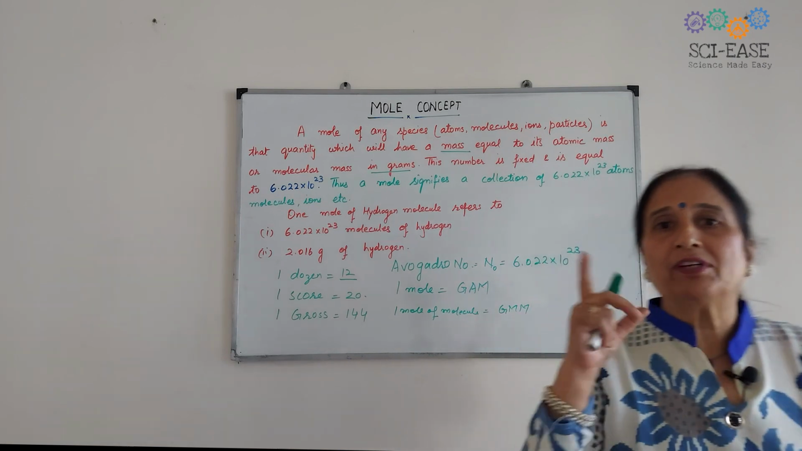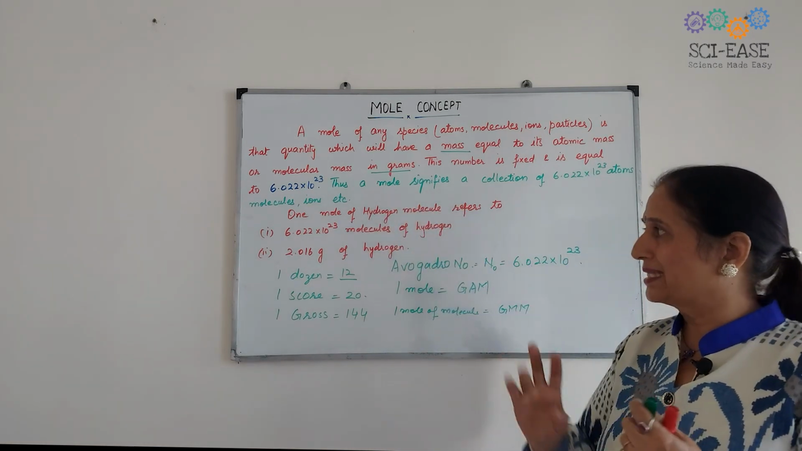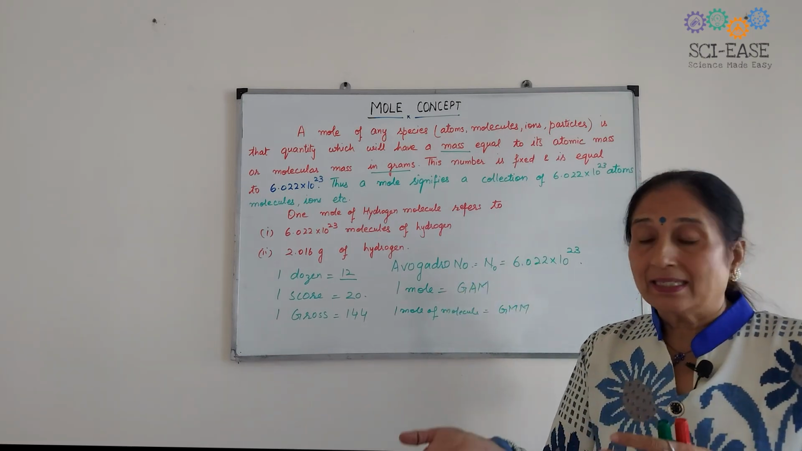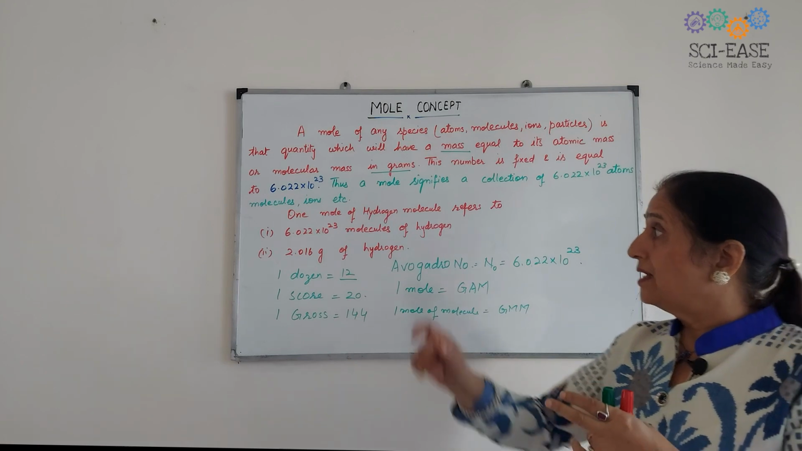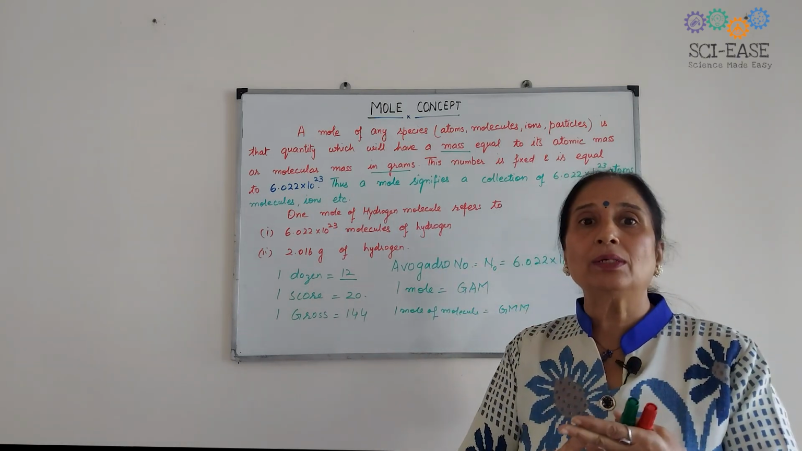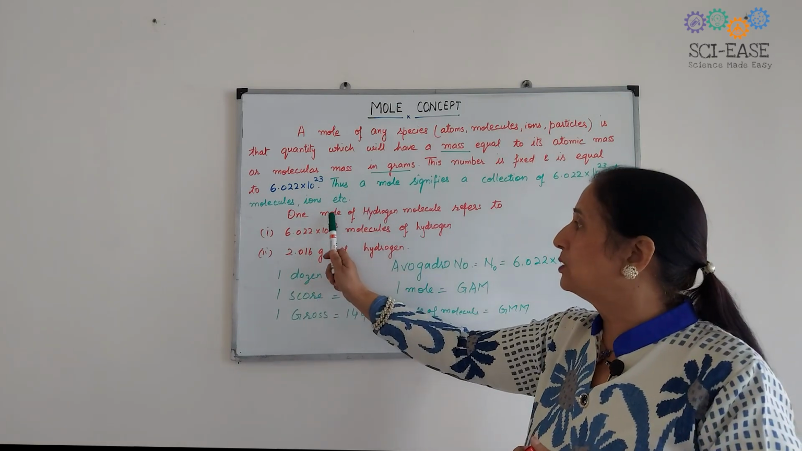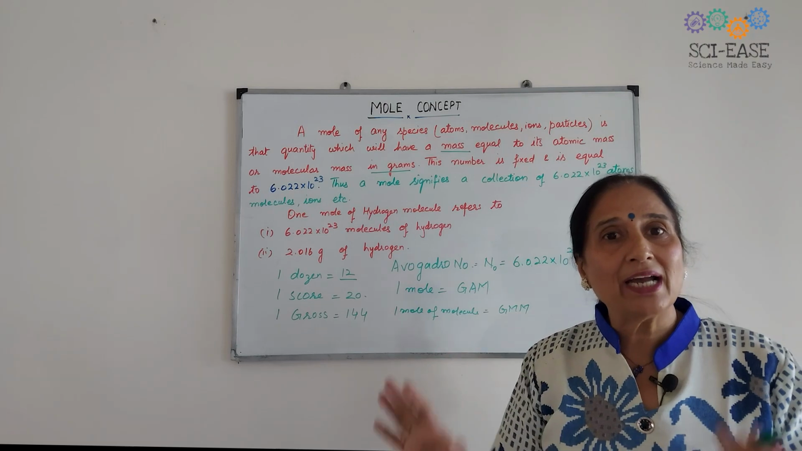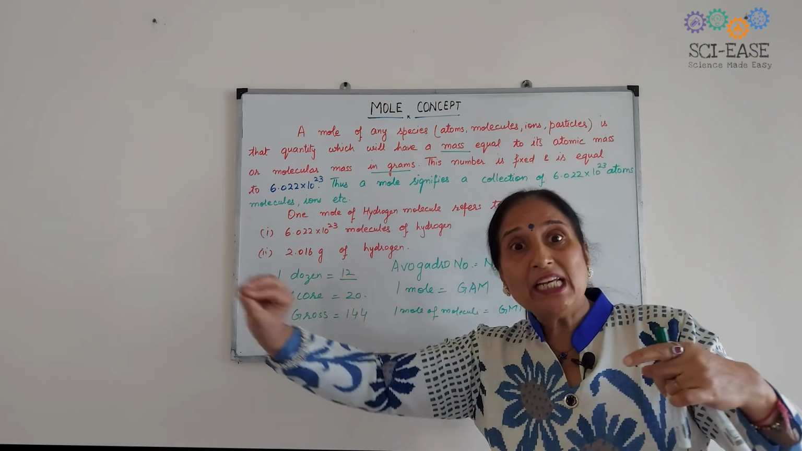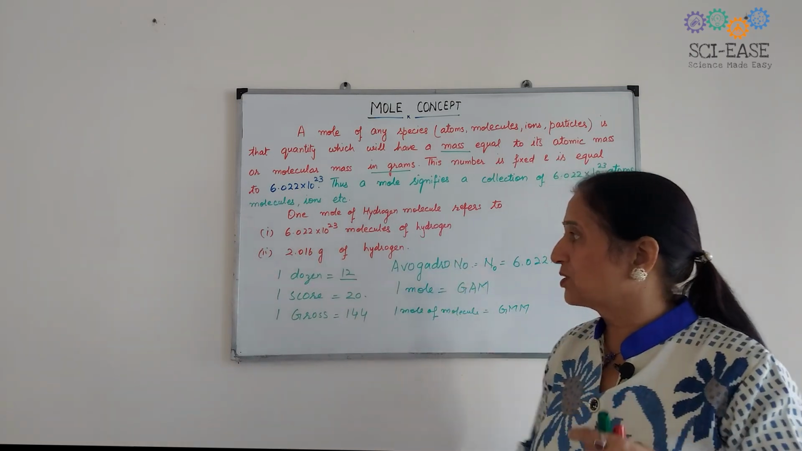When it is given to you that 1 mole of hydrogen molecule is there, what does it mean? This means that 1 mole of hydrogen is equal to 6.022 into 10 to the power 23 molecules of hydrogen. This means it contains this much number, so many zeros, 23 zeros. So we use this much.